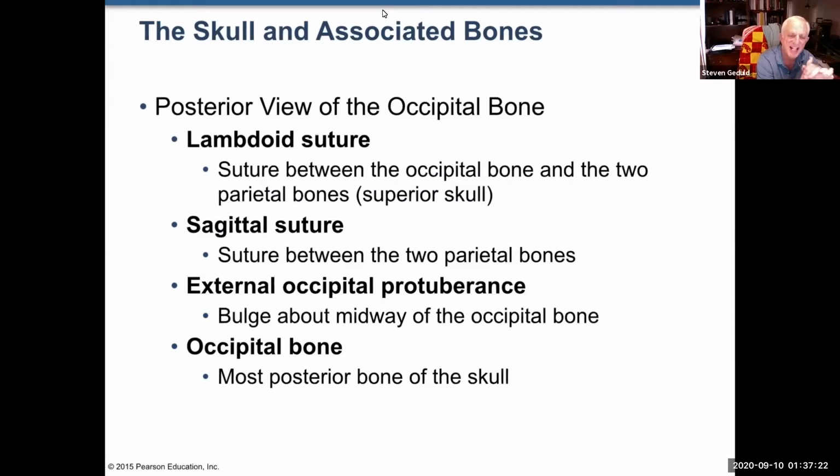You have a sagittal suture. I'll show you pictures in just a second. You have a sagittal suture, which is between the two parietal bones. You have an external occipital protuberance. So there's an outgrowth on the back of the occipital bone. It's about midway of the occipital bone, it just sticks out. That's your external occipital protuberance.